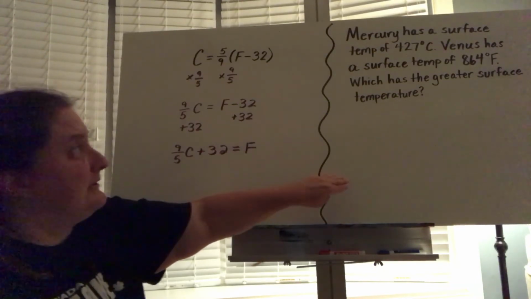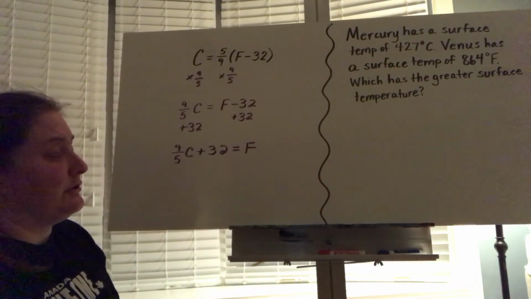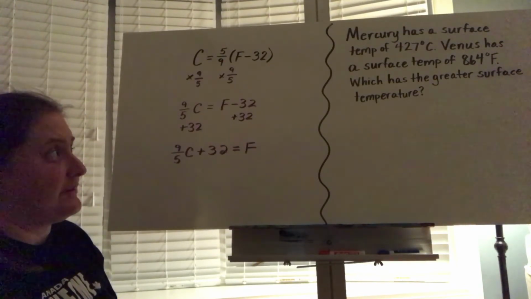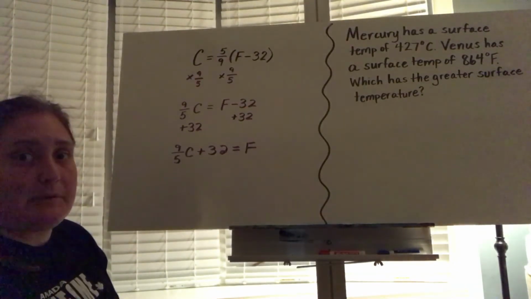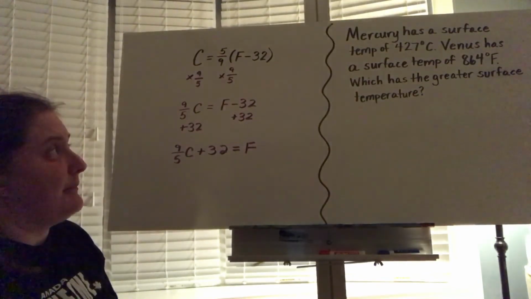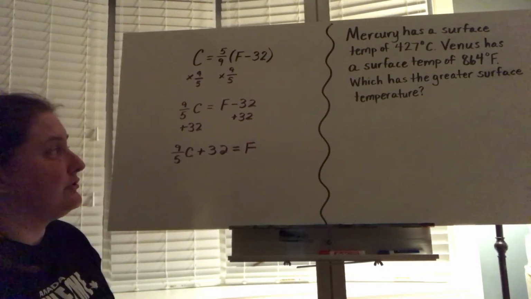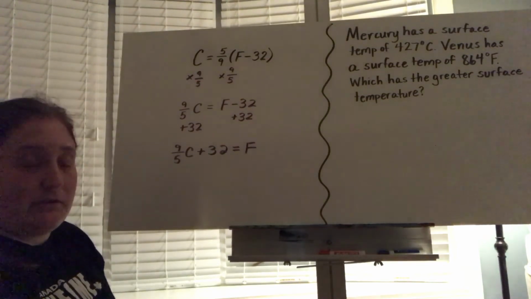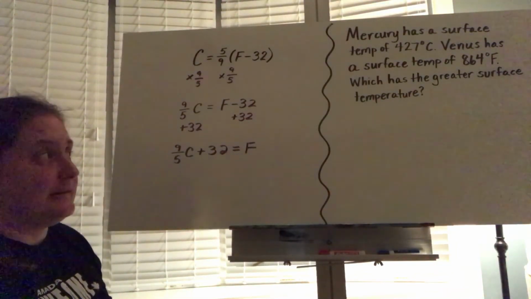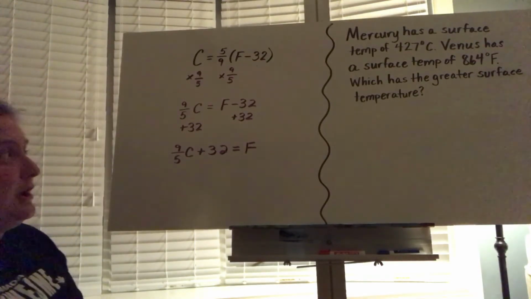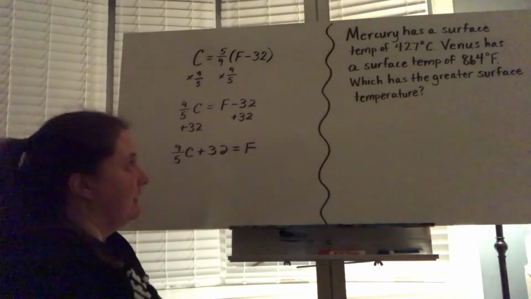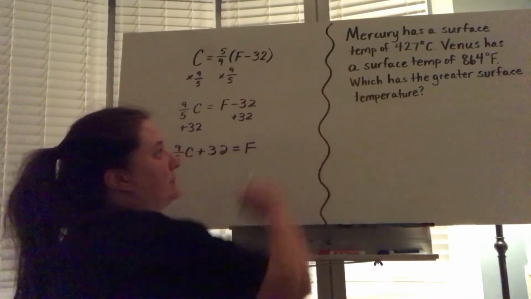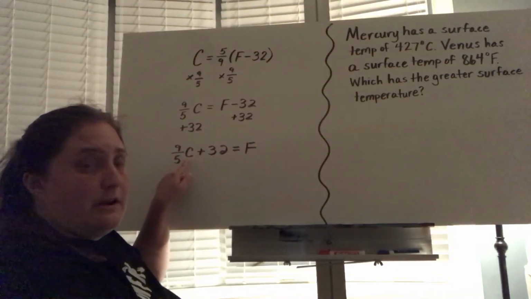If we have a problem like this: Mercury has a surface temperature of 427 degrees Celsius, and Venus has a surface temperature of 864 degrees Fahrenheit. Which has the greatest surface temperature? To compare these two, I'm going to have to change the temperature of Mercury, the 427 degrees Celsius, into Fahrenheit. That way, if they're in the same unit, I can see which one has the greater surface temperature. So I'm going to use this formula that I just came up with to solve this. I'm going to take that 427 degrees Celsius and substitute it in here for C.